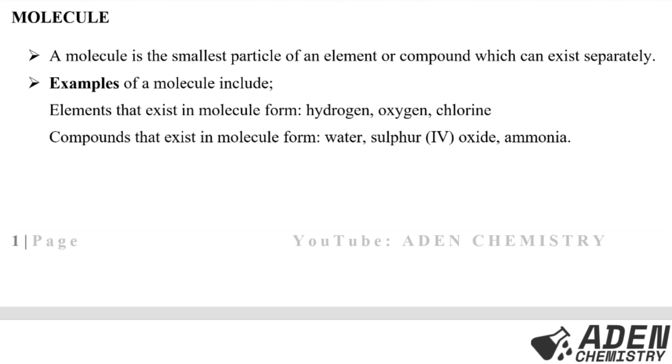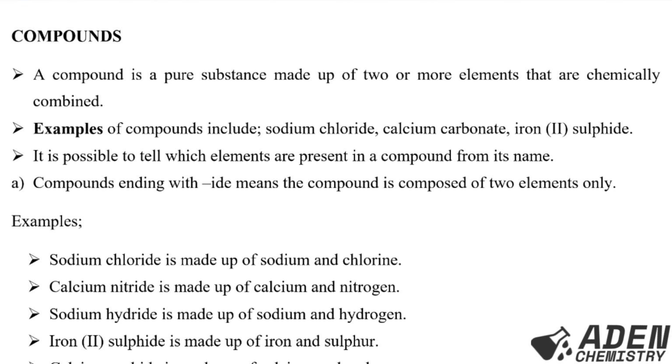Now let us see compounds that exist in molecular form. They include water, sulfur dioxide, ammonia, hydrogen chloride gas. They are very many. Next we are going to see compounds. A compound is a pure substance made of two or more elements that are chemically combined. Examples of compounds include sodium chloride, calcium carbonate, iron II sulfide, and there are many others.